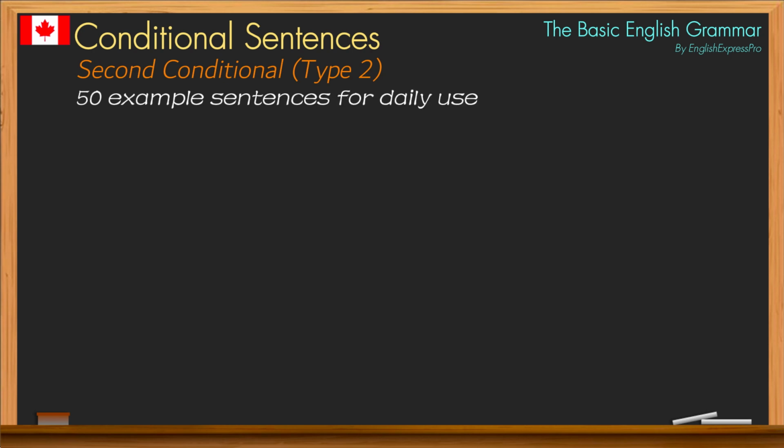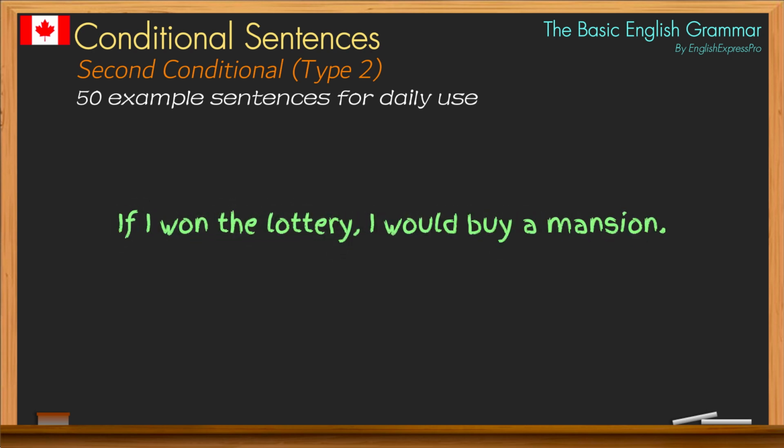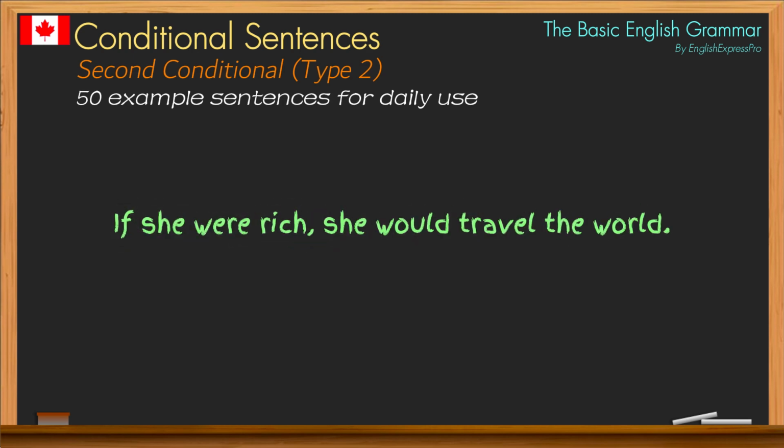50 example sentences that cover a variety of daily activities and general truths, illustrating the use of type 2 conditionals in everyday life. If I won the lottery, I would buy a mansion. If she were rich, she would travel the world.